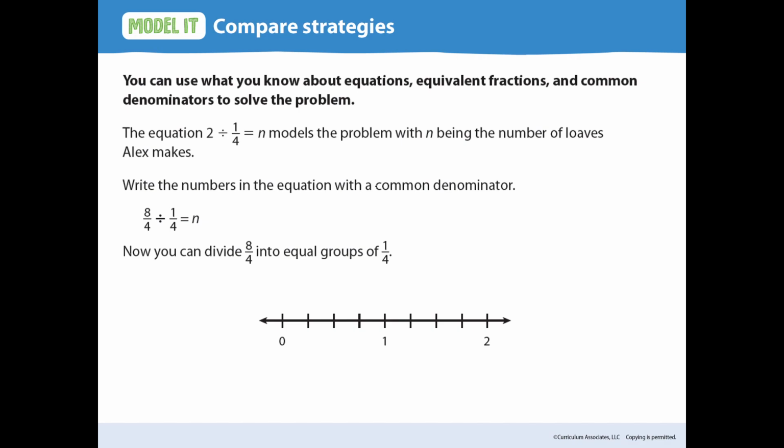You can use what you know about equations, equivalent fractions, and common denominators to solve the problem. The equation 2 divided by 1/4 equals n models the problem with n being the number of loaves Alex makes. Write the numbers in the equation with a common denominator. 2 is the same as 8/4. 8/4 divided by 1/4 equals n. Remember, n is the number of loaves. Now you can divide 8/4 into equal groups of 1/4. So here's my 8/4. Here's an equal group. And here's an equal group.